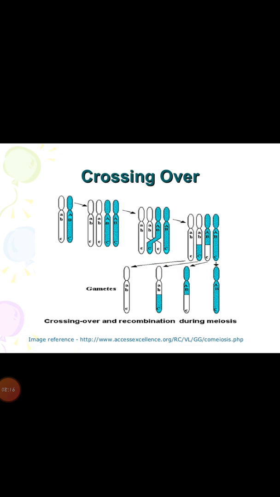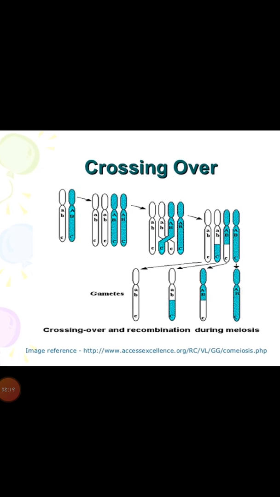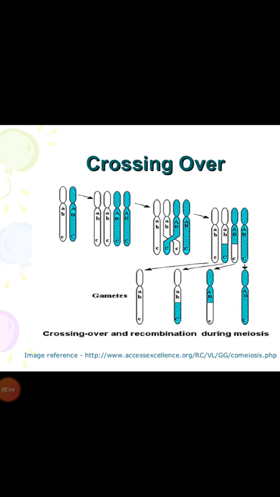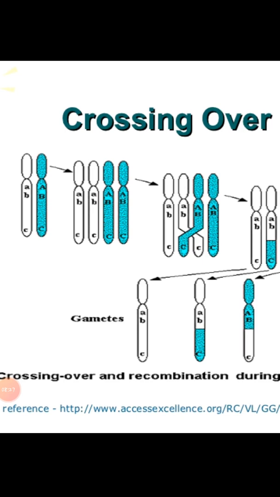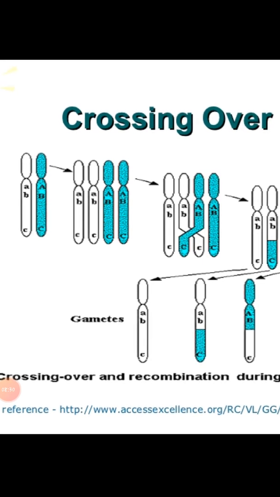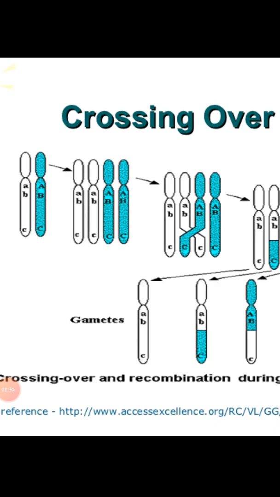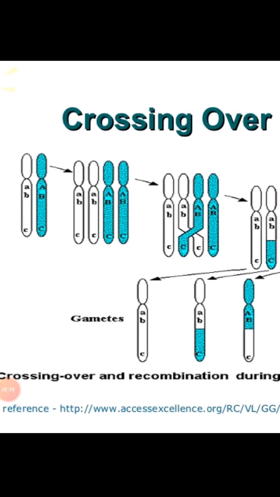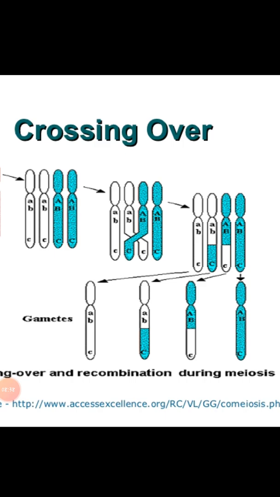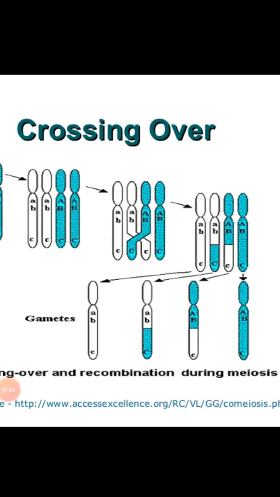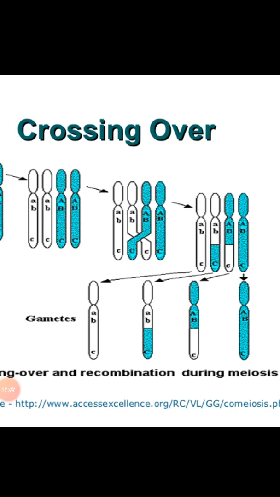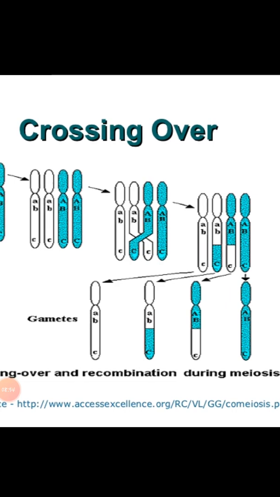Here we can see crossing over takes place during pachytene. These are the non-sister chromatids. Here we can see crossing over takes place. A small a, b, c chromatid crosses with the capital A, B, C chromatid, and there the chiasmata forms, where crossing over takes place, joining the non-sister chromatids. Then after this, there is separation of both chromosomes, or this chiasmata gets split, or terminalization takes place, and here is separation of the two chromosomes.